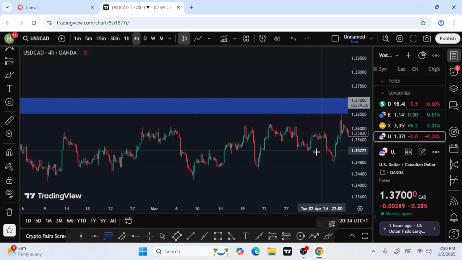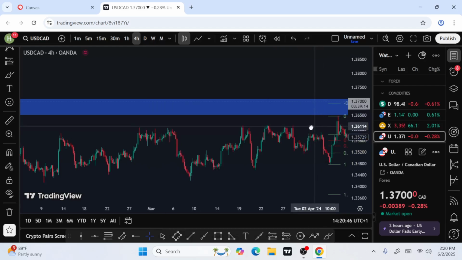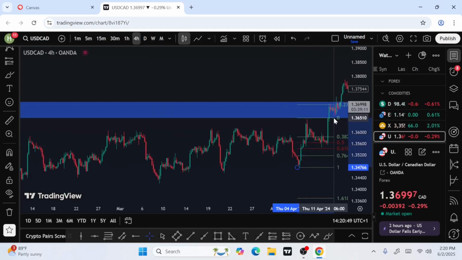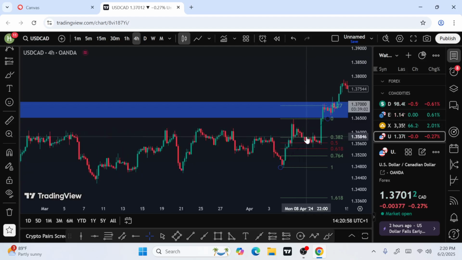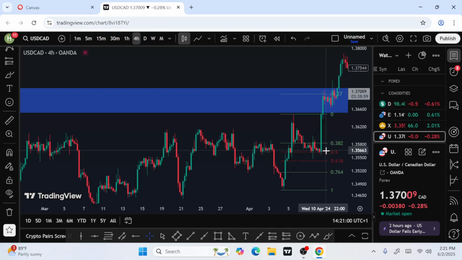What will you now do? You take your Fibonacci from this low to the high, and wait patiently for the market to get to those ratio levels. Are we following, please? Now, do you see the market? Boom, boom, boom. At which point did this market respect? That is why I told you that the average percentage you should be looking at is 50% and 61.8%.